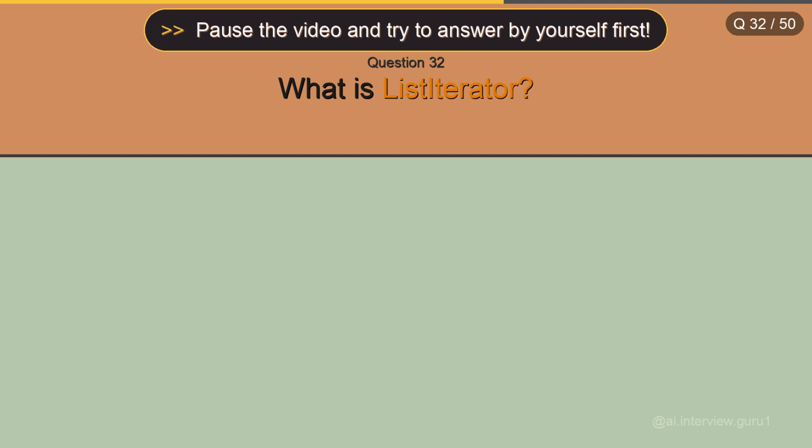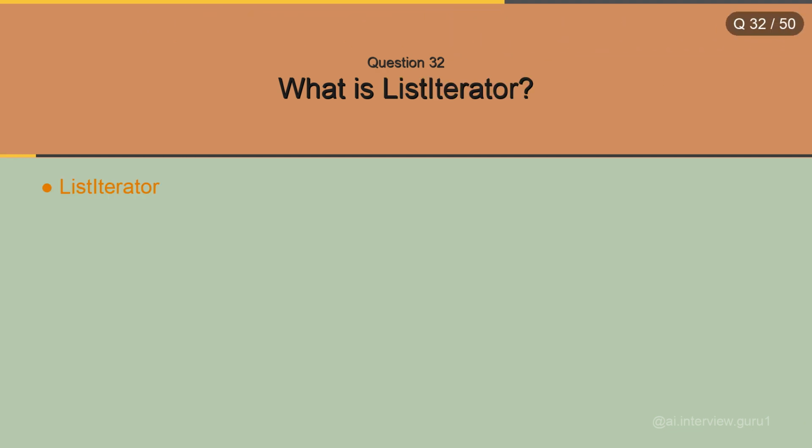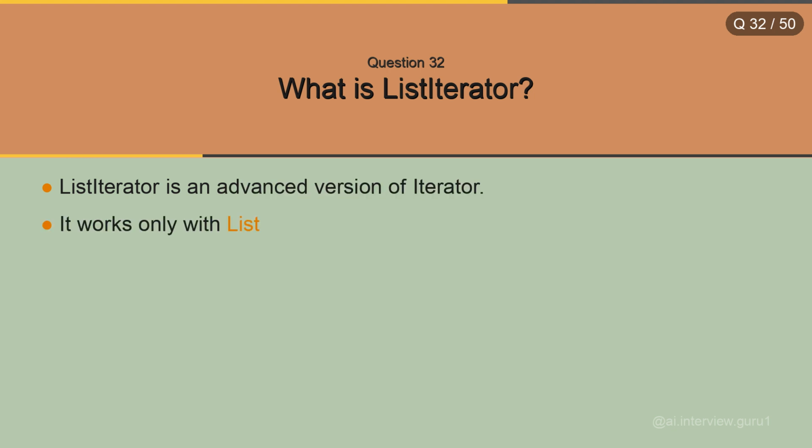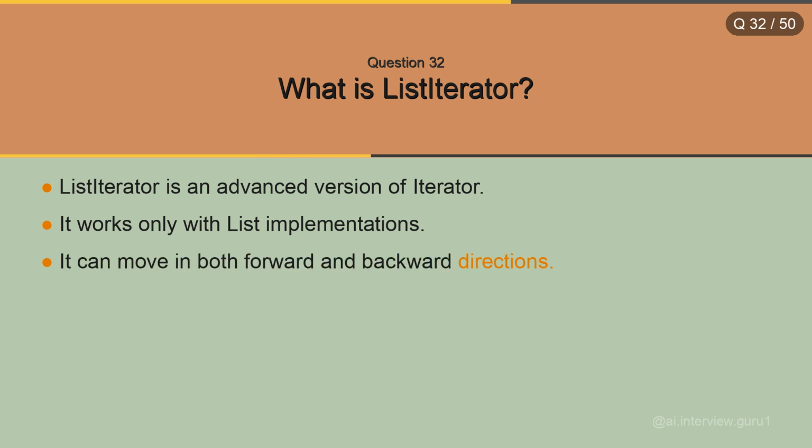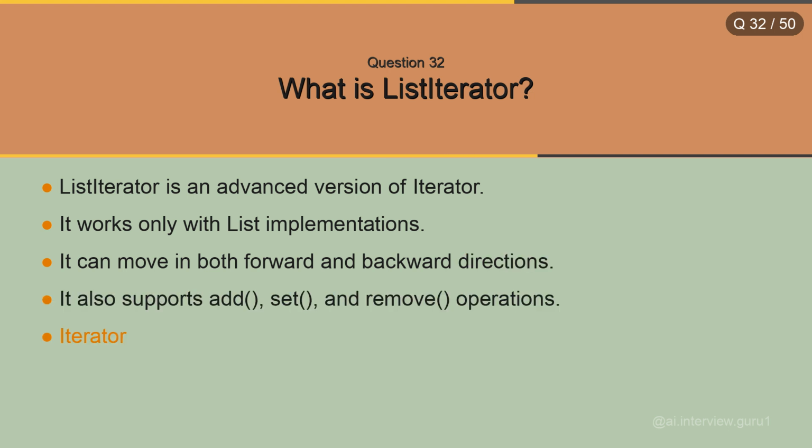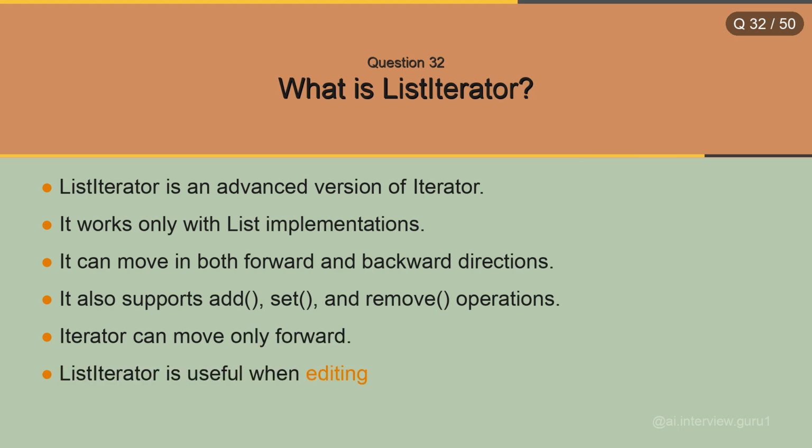What is ListIterator? ListIterator is an advanced version of Iterator. It works only with list implementations. It can move in both forward and backward directions. It also supports add, set, and remove operations. Iterator can move only forward. ListIterator is useful when editing a list during traversal.